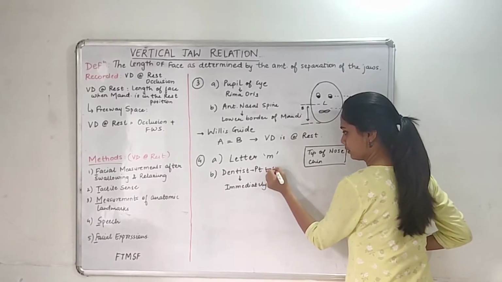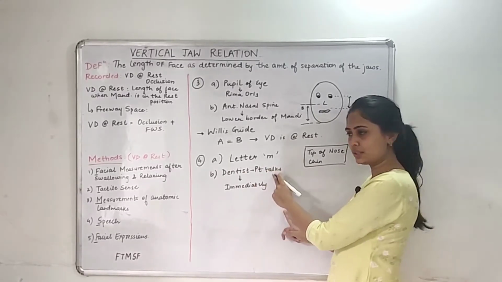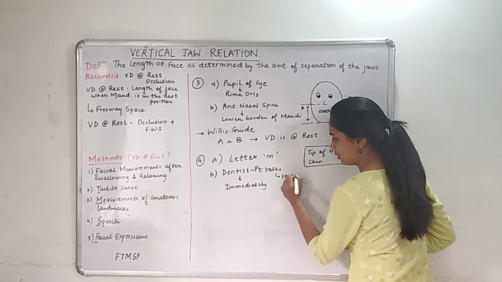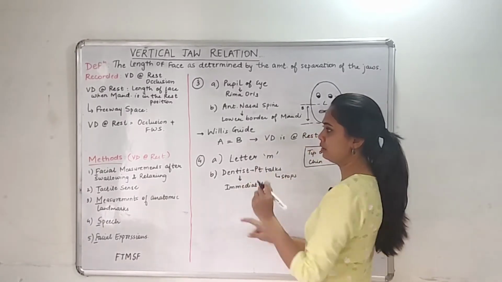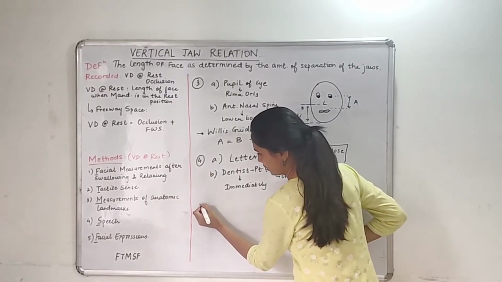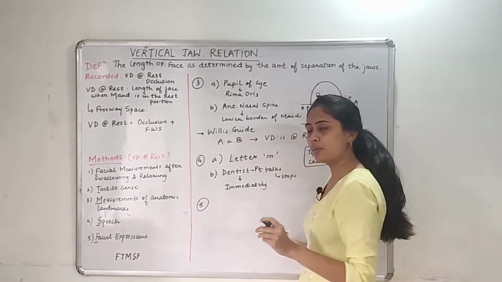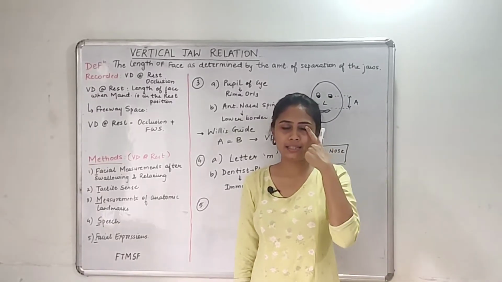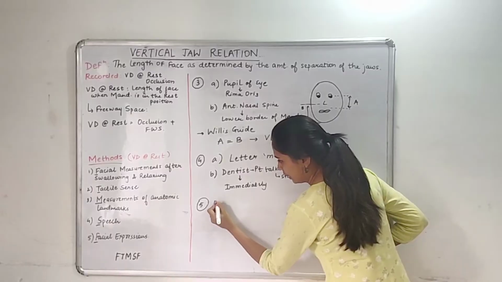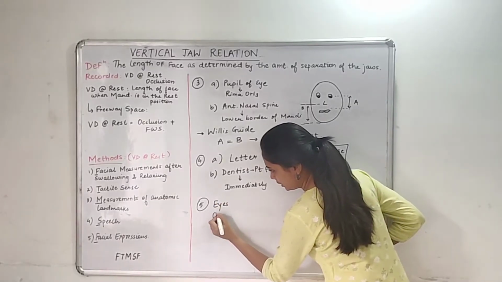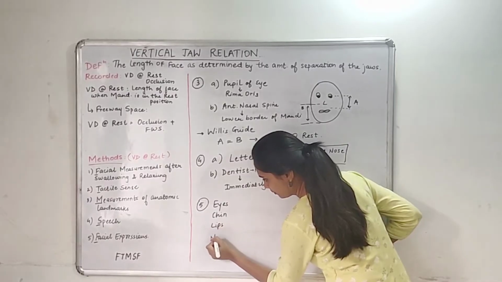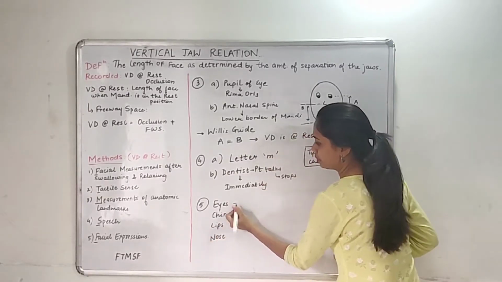The patient talks, and when the patient stops, immediately we measure the vertical dimension at rest. And lastly, we have facial expressions. So here we have to remember only 4 points: eyes, chin, lips and nose. So why do we have to remember this?